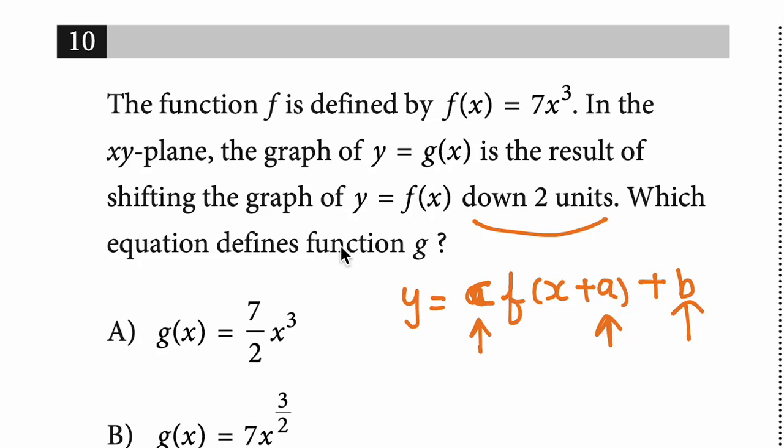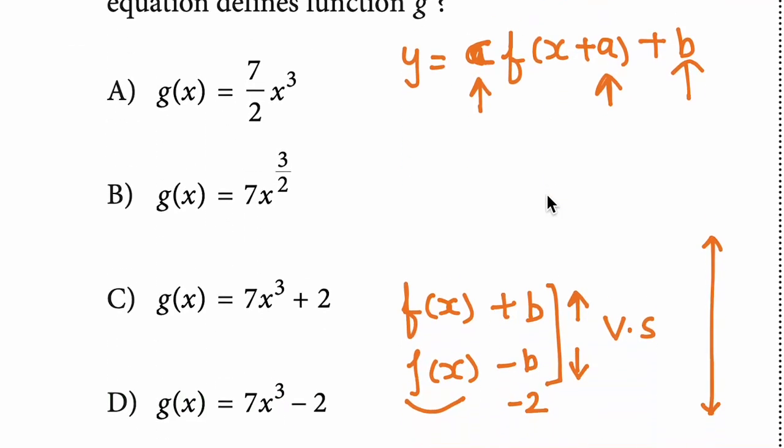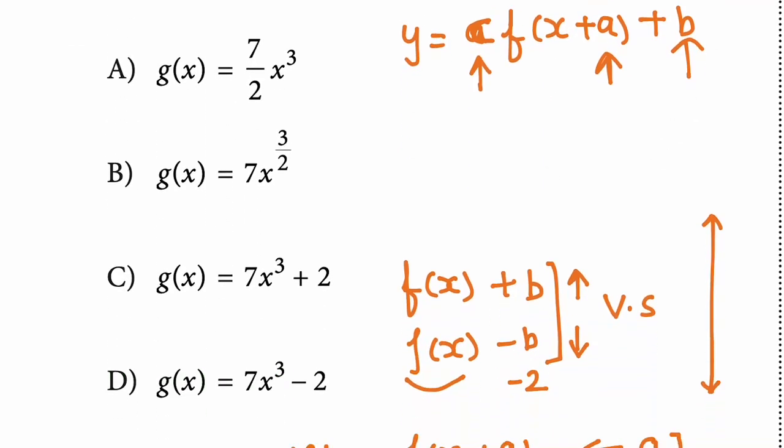Okay, let's see the question. The function f is defined by f(x) = 7x³. In the xy-plane, the graph y = g(x) is the result of shifting down 2 units. So the answer is 7x³ minus 2. So D is the right option.